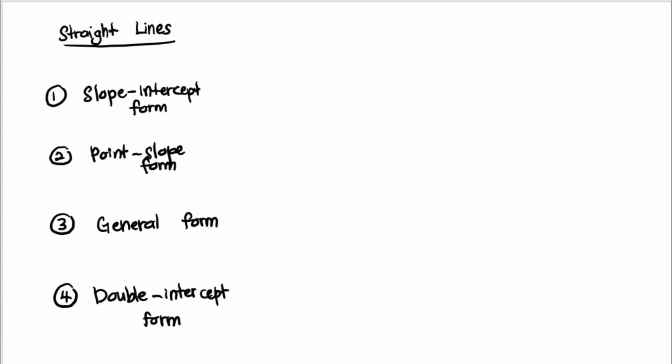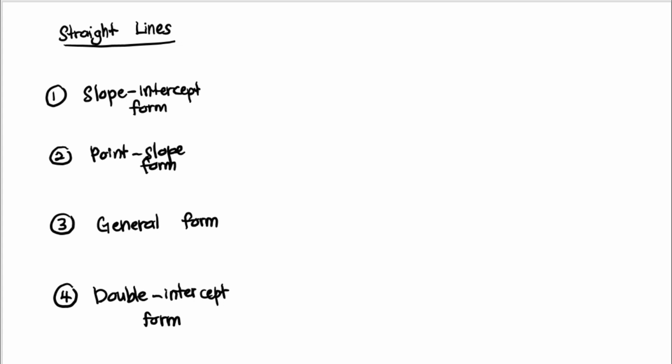Today we're going to learn about the straight line. Before this, we have learned how to find the gradient of the straight line, right? We were given m, which is given by y2 minus y1 divided by x2 minus x1. So now we need to find the equation of the straight line. For your information, the equation of a straight line can be written in four forms, right?